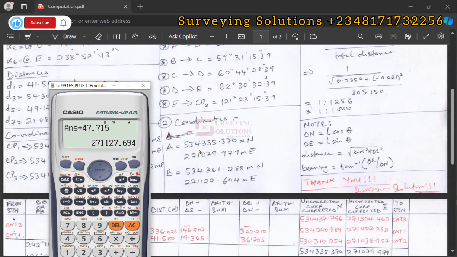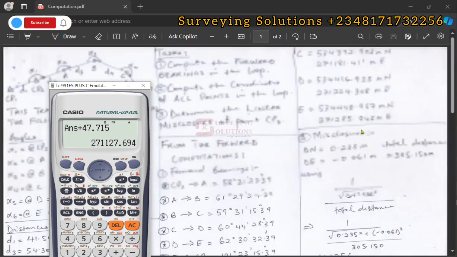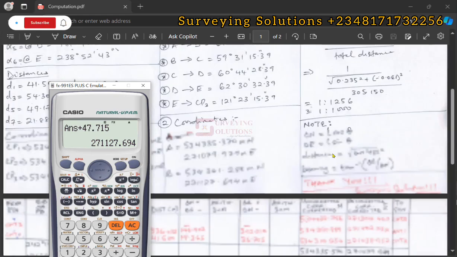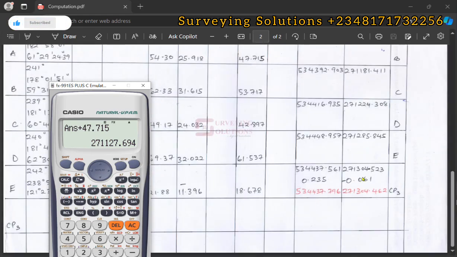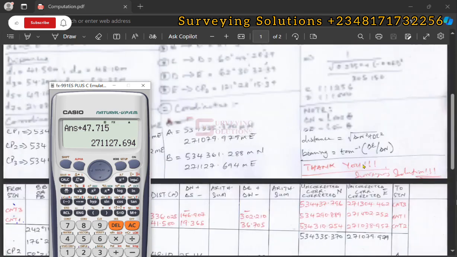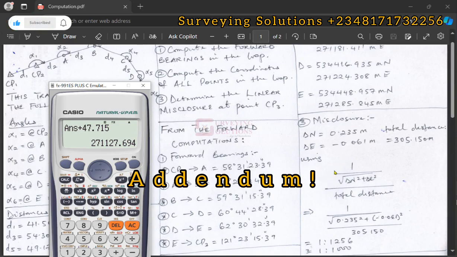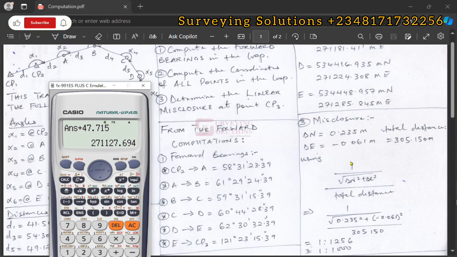So we proceeded to extracting the values, that of A, that of B, that of C down to A. Then the misclosure, as we have explained, you extract these two values alongside their sign. So that's what you have here, right? Good. So we now went further to do the linear misclosure, right? Good. So which is 1 over the square root of delta northing squared plus delta easting squared, all divided by your total distance, right? Good.